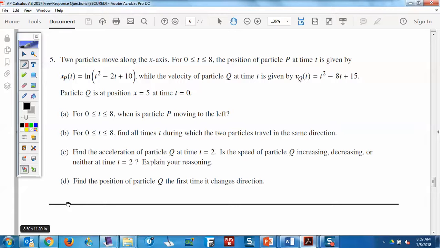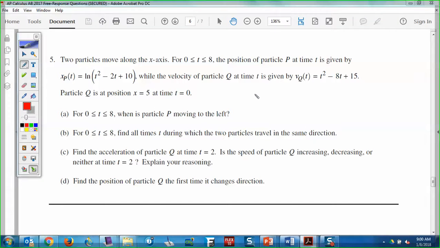No calculator. Remember that a fraction equals 0 when the top is 0. A fraction equals 0 when the top is 0. Little hint on number 1.